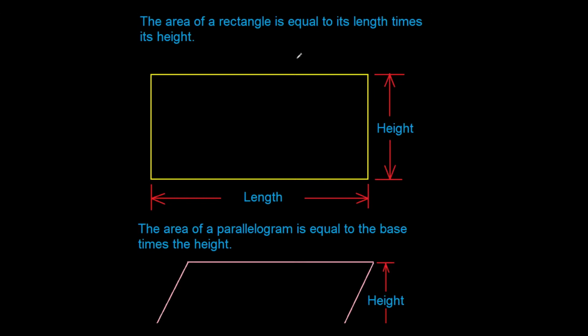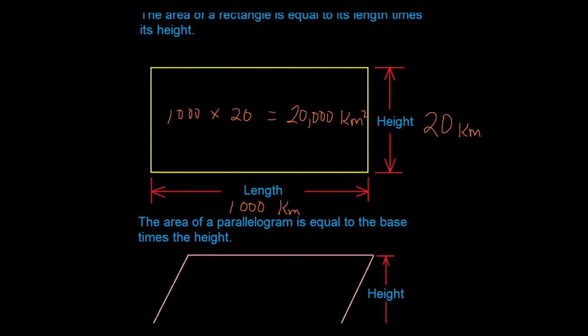Let's say the length was 1,000 kilometers, and its height was 20 kilometers. 1,000 times 20 equals 20,000 kilometers squared. Let's move on to the parallelograms now.